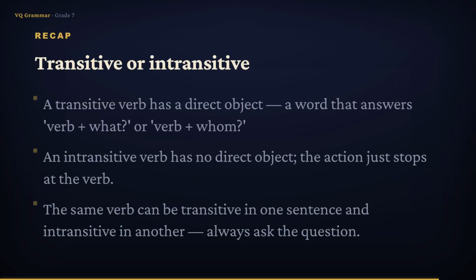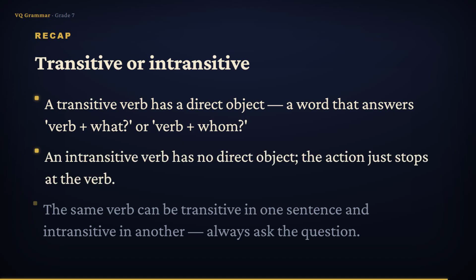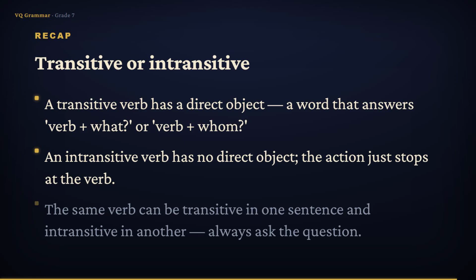Let's gather up what we learned. A transitive verb is an action verb with a direct object, a word that answers the verb plus what or the verb plus whom. An intransitive verb has no direct object at all. The action simply stops at the verb. And the key idea to carry with you? The very same verb can be transitive in one sentence and intransitive in another. So you always ask that one question. Find the verb, ask verb plus what or whom, and let the answer decide.